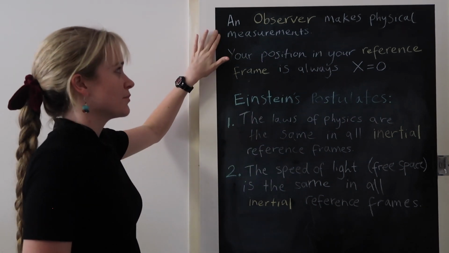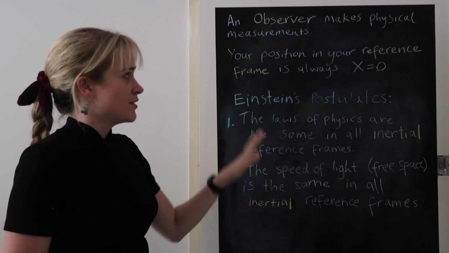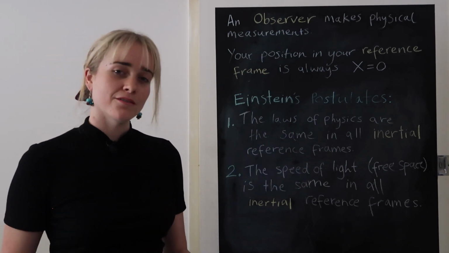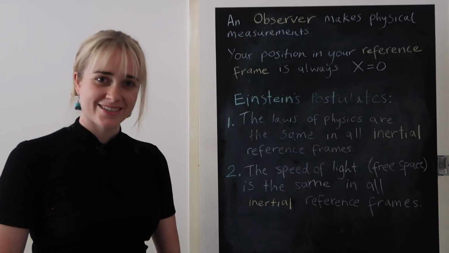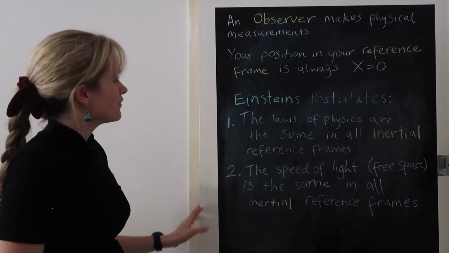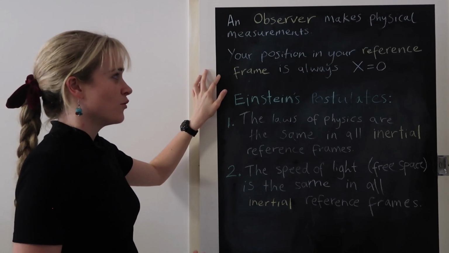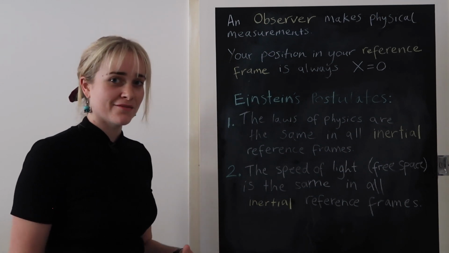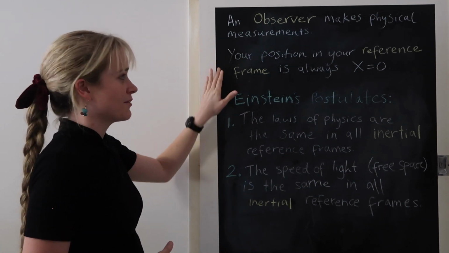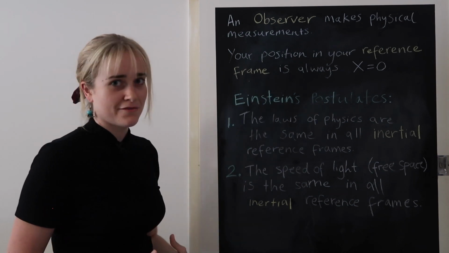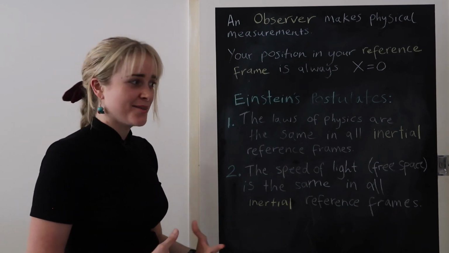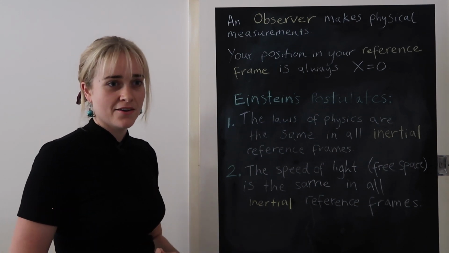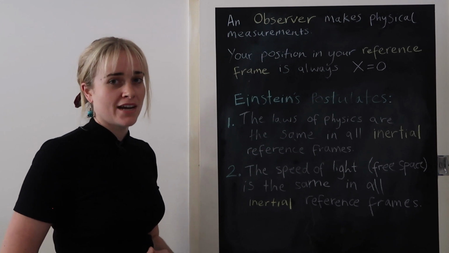Now the first really important point is that an observer is someone or something that makes physical measurements. So whenever we refer to an observer, that's what we're talking about. Second of all, your position in your reference frame is always 0. So we're going to talk a bit about reference frames here, and our observers are going to exist inside reference frames. Just know that the observer will always think that they are staying still, that their position is 0, and that everything else is moving around them.